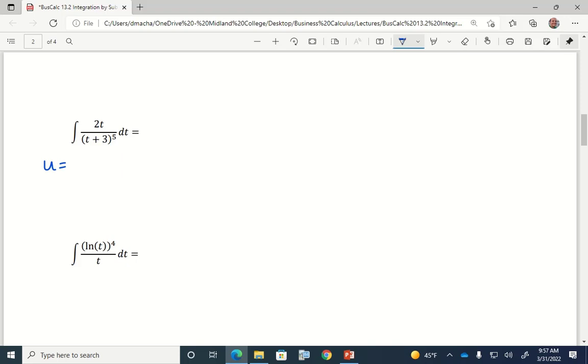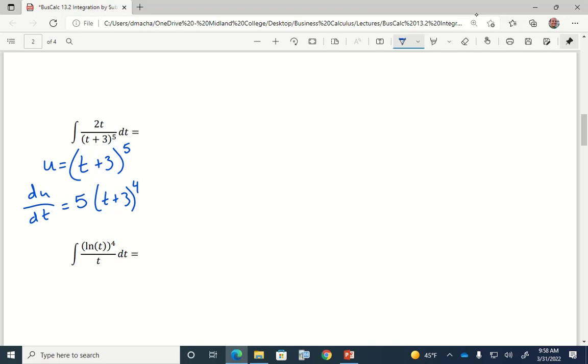Okay, let's try it. u equals t plus 3 to the fifth, which means that du dt is going to be, well, chain rule says that's 5 times t plus 3 to the fourth power. That's power rule. And then the chain rule would say multiply times the derivative of the inside function, but the derivative of t plus 3 is just 1. So multiplying by 1 doesn't do anything.